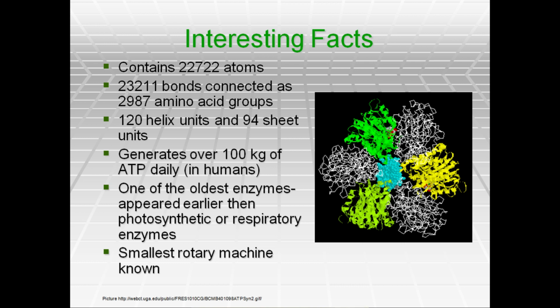And in this process, each subunit goes through three changes or three stages. One is the open state, which releases any ATP which is already formed. The second one is the loose state. In the loose state, ADP and Pi molecules are allowed to enter the subunit. And in the tight state, the subunit contracts to bind these molecules and make the ATP. And then again in the open state, this ATP will be released.